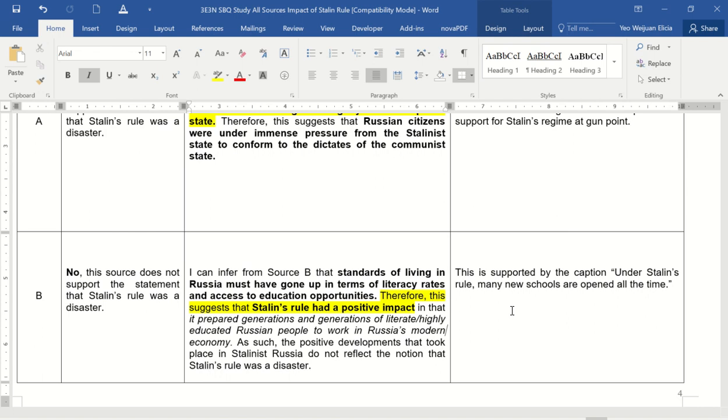Now, does your answer need to be as long as mine? Like I say, no. As long as you tell me whether or not the source supports the statement, and why. So the explanation must be there, and the evidence from the source must be there. However, a common mistake that students make is they just describe the source. They don't really go into the explanation. And that is when you miss out on the marks, simply because you do not go that one step into explaining.